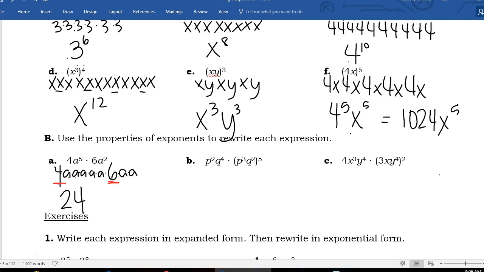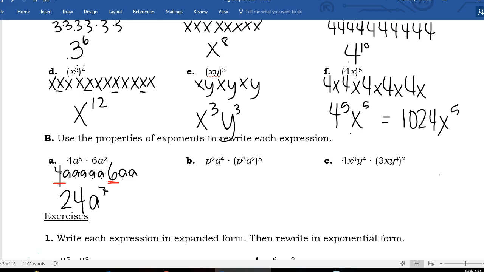And then I have 1, 2, 3, 4, 5, 6, 7 A's, a to the 7. With just using the rules, I know 4 times 6 is 24. I don't really have to write it out in expanded form. I know 5 A's and 2 A's will give me 7 A's.